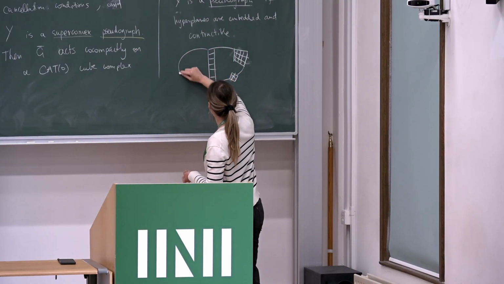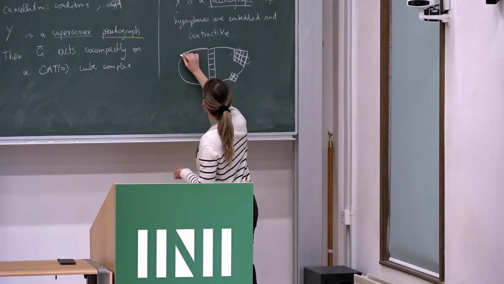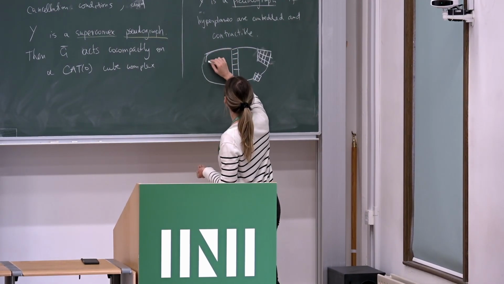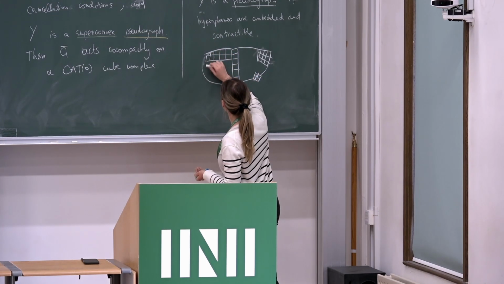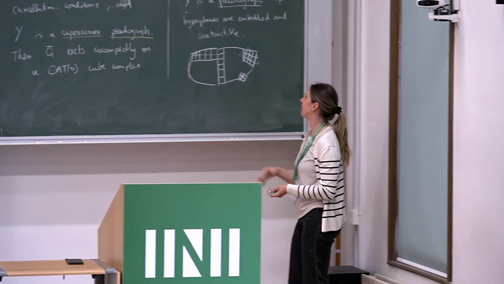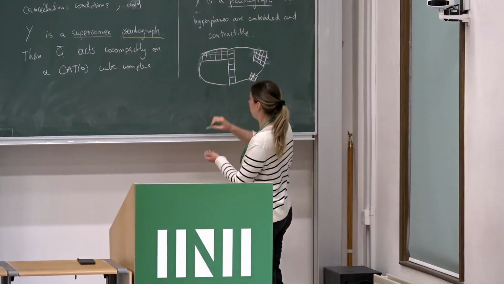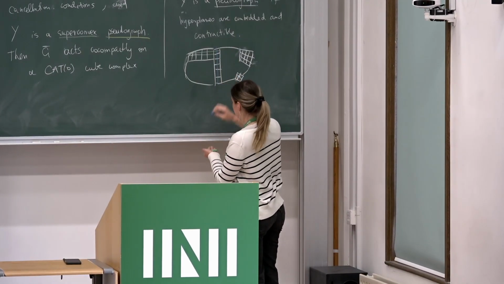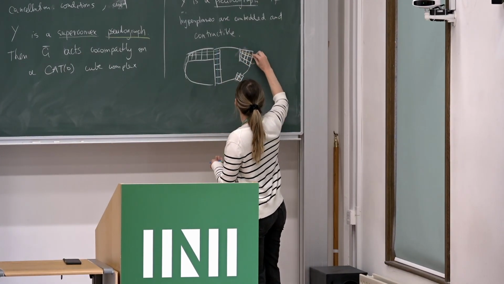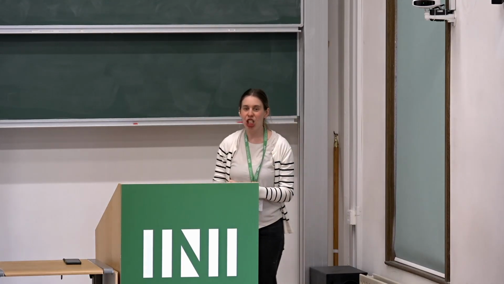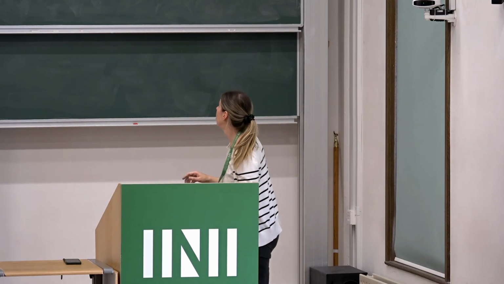So, actually, this is an example of a pseudograph. All the hyperplanes here are contractible. There are a couple of them. But it still sort of looks like a graph.